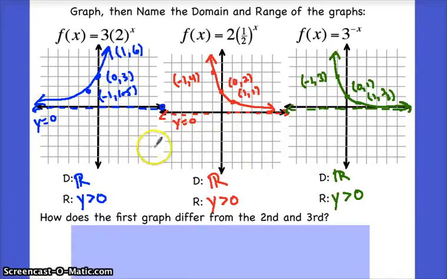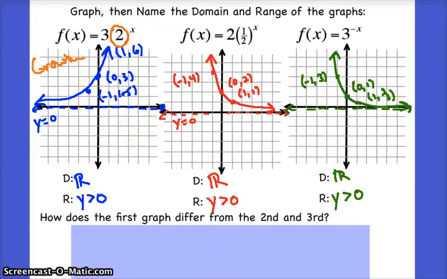The major difference between the three graphs is that the function over at the left is exponential growth, because from left to right it starts out near the asymptote and grows away from it. Remember that the 2 in the base is greater than 1. 2 to the power of x tells you that this is going to be exponential growth.